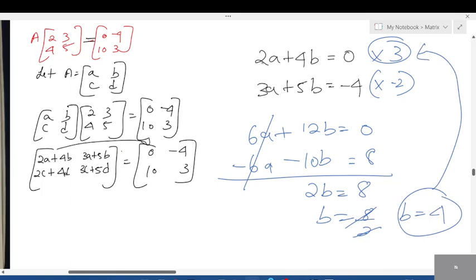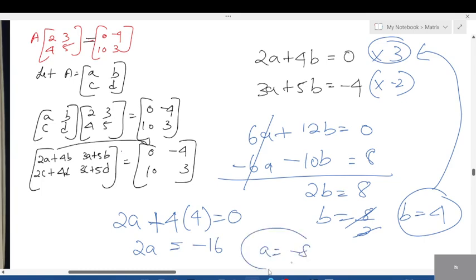If you substitute in the first equation, what do you get? 2 into A plus 4 into... So what happens to plus 4 into 4 becomes... What is the value of A? B is 4, A is minus 8. Complete this, students. I have found the value of A and B. Find the value of C and D.